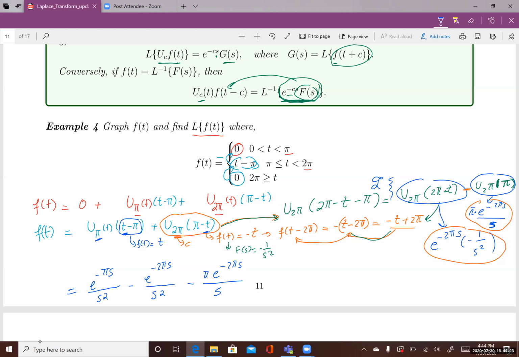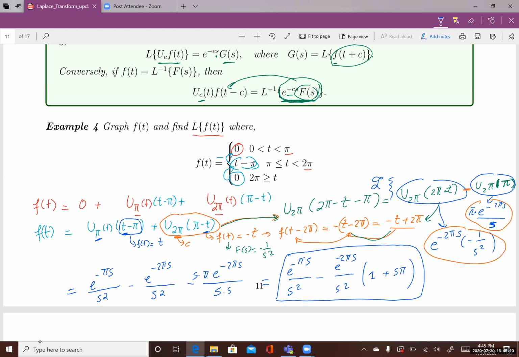Okay, and then you can combine these three together. I have s squared in the denominator, right? I can take e to the pi s on its own, negative e to the negative 2 pi s, and then I can combine these two terms together: 1 plus s pi, which is going to be your Laplace transform of this unit function.